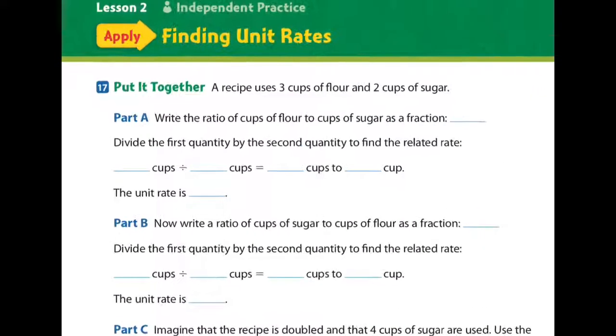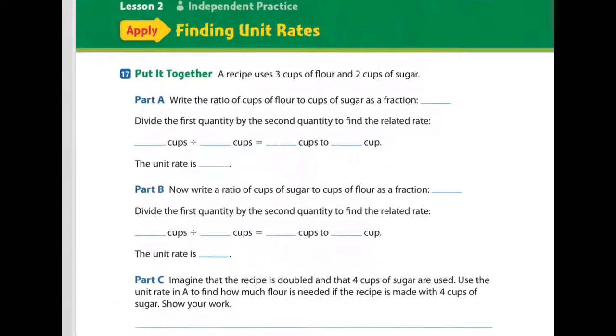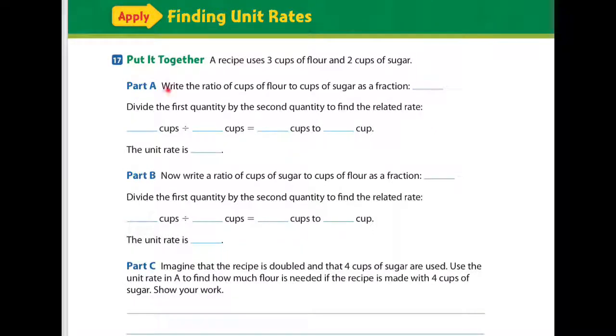So in number 17, it says a recipe uses 3 cups of flour and 2 cups of sugar. All right, so you are going to do part A. You're going to have to find the unit rate. Now, just to remember what a unit rate is. If a rate is, let's say, $5 for 1 hour, remember that's a rate because the bottom number is a 1, right? The unit rate would just be $5. The unit rate is the number that goes with the rate. So just remember that.